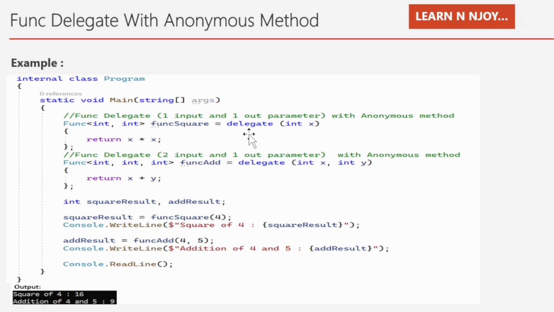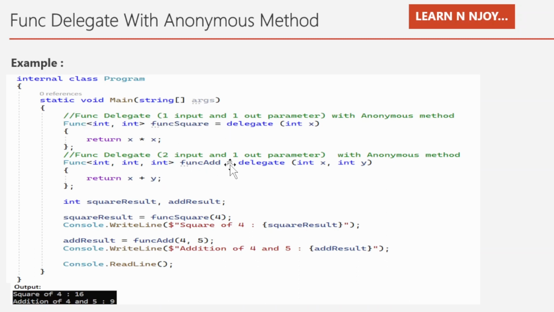For func square I have assigned delegate int x that will return the multiplication of this int variable, right? That is nothing but gives the square of that x variable, right? Similarly, for the func add, this anonymous method will perform some addition operation and gives the output. How we are going to call this anonymous method, right? We are going to call this anonymous method with the help of instance variable, which is nothing but for the first one, that is the func square.